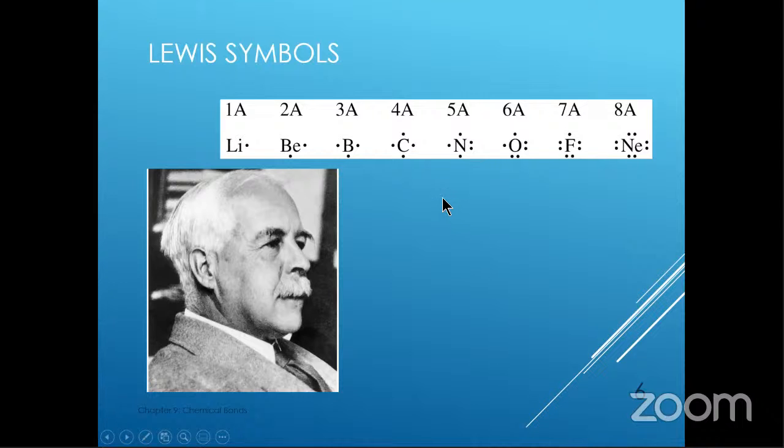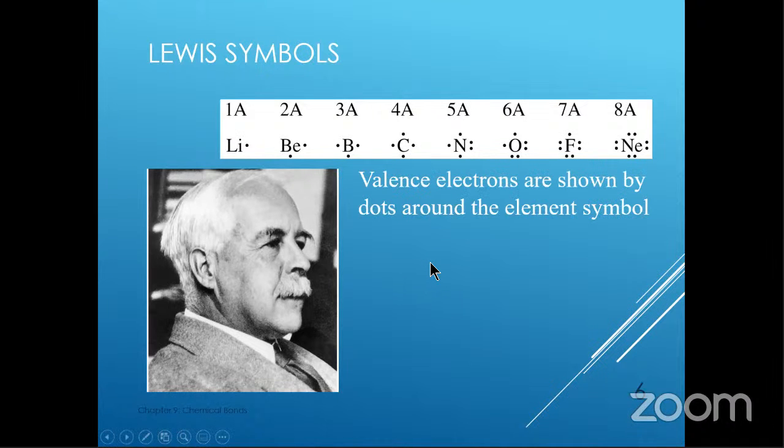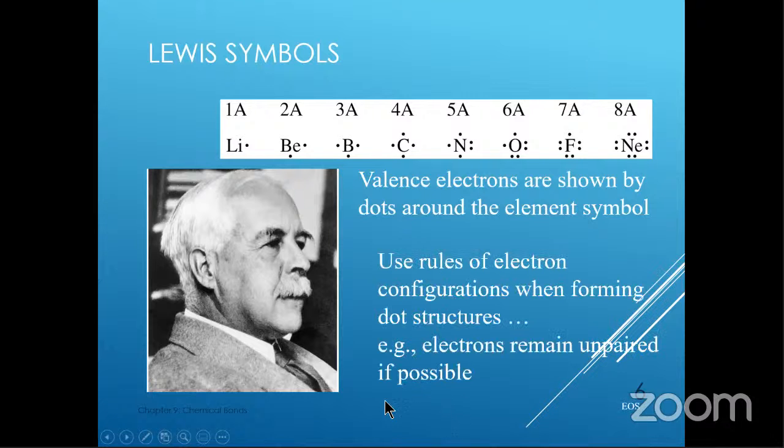So it's a very simple symbol that is used to show the number of valence electrons in an atom of an element, all right? Now it says here that when you're drawing the Lewis structures or the Lewis symbols, you try to make sure that the electrons remain unpaired if possible, all right?